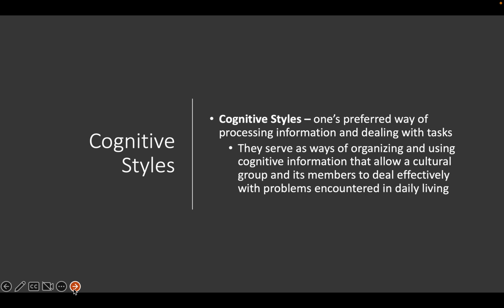When we talk about cognition, the first thing we have to talk about is cognitive styles. Cognitive styles are one's preferred way of processing information as well as dealing with tasks. They serve as ways of organizing and using the cognitive information that we get. This allows a cultural group and its members to deal effectively with problems that are encountered in their daily living. Because we are talking about a cultural group here, everyone's cognitive style is going to be different.